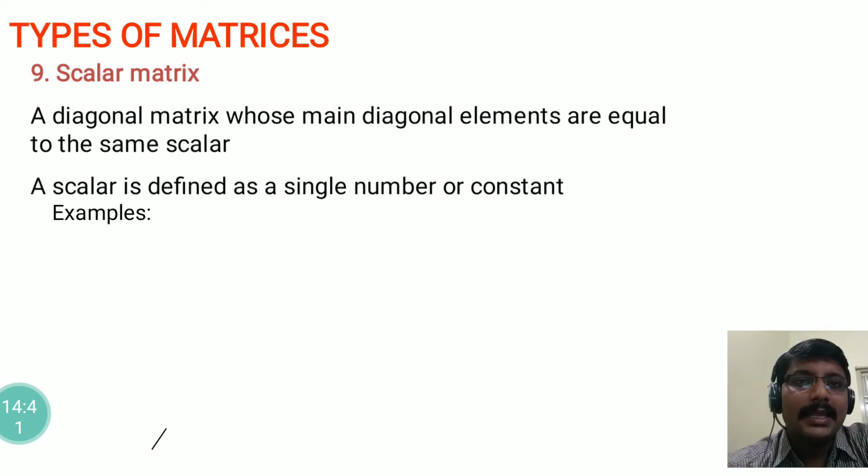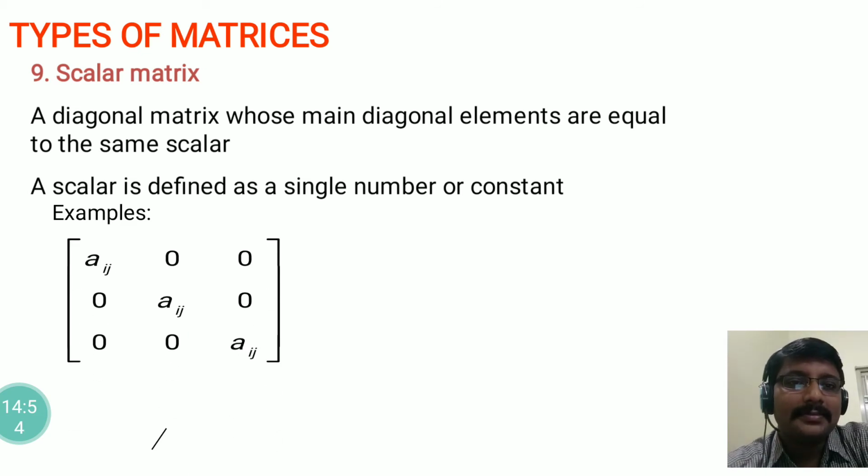Scalar matrix: a diagonal matrix whose main diagonal elements are equal to the same scalar. A scalar is defined as a single number or constant. Examples: in the first example, the principal diagonal elements are a, a, a. All are the same, and the remaining elements are all zeros.